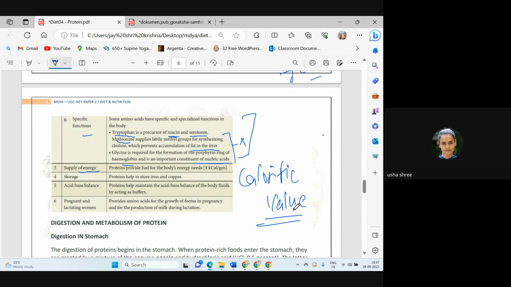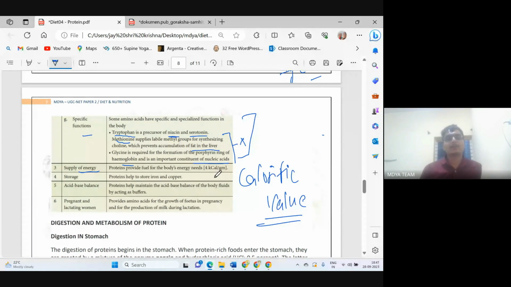The amount of energy, it is a unit basically. Amount of energy per gram. Yeah, gram of energy produced per gram of any nutrient. So protein has the same calorific value as carbohydrate, but it generates lots of waste when it is used as a source of energy. Next is storage.